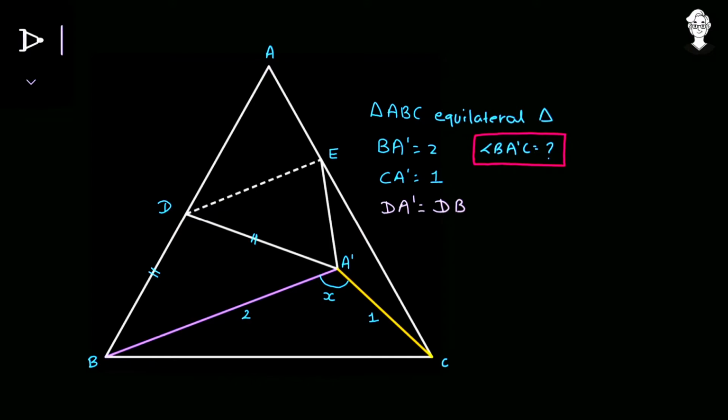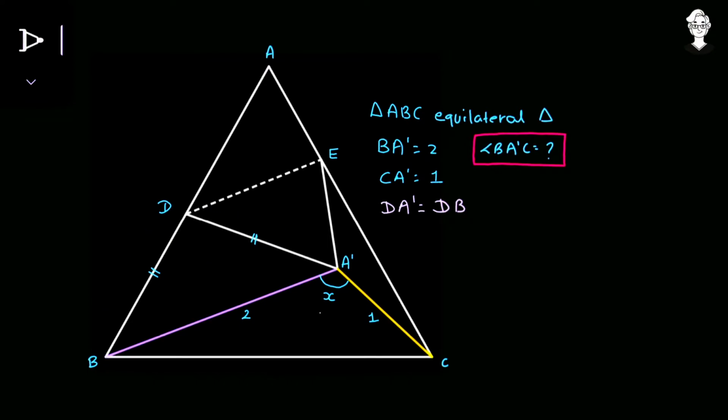Now as this triangle is folded, this much length is going to be equal to this much length, and this length is going to be equal to this much length. You have to just close your eyes and visualize how this triangle has been folded along this length DE. And there is some given data, so you can just make a note that BA dash has a length 2, CA dash has a length 1, and in this particular triangle the length of DB is equal to the length of DA dash.